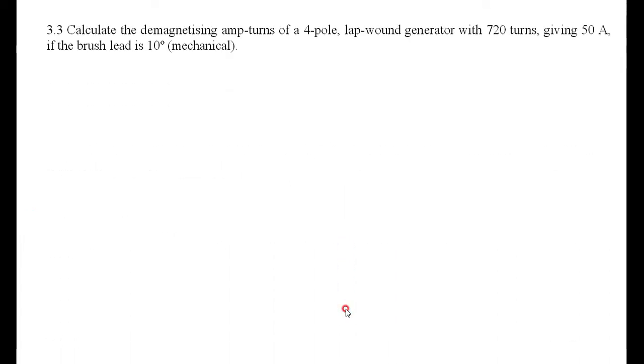Okay. Then the third numerical is very simple and straightforward. Calculate the demagnetizing ampere turns. He asked only to calculate the demagnetizing ampere turns, so read the numerical properly and solve accordingly. He is given the number of poles, lap-wound, 720 turns is given. Just look very carefully here. Giving 50 amperes, the brush lead is 10 degrees mechanical.